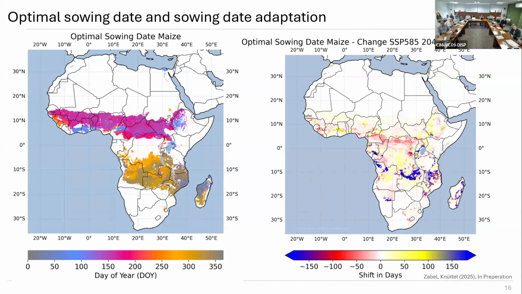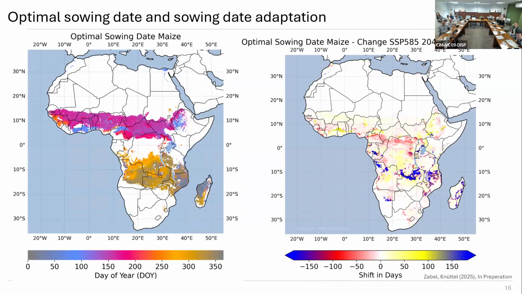That was the past. Also here you have, as an example, the optimal sowing date for maize under the current climate. And here I show you the change of the optimal sowing date under SSP 585 for the 2040 to 2060 period. And that's also just an example for maize.